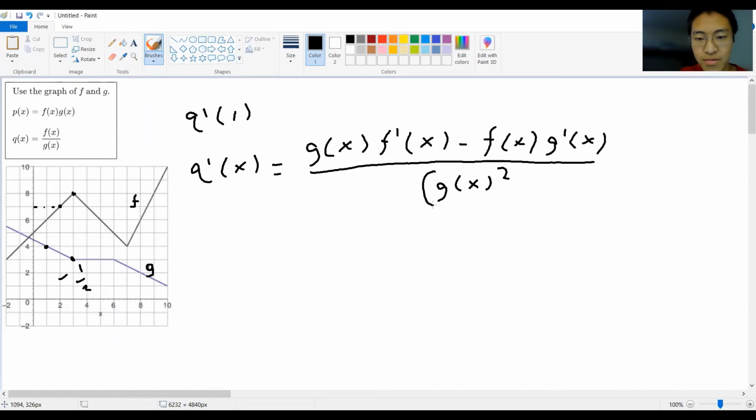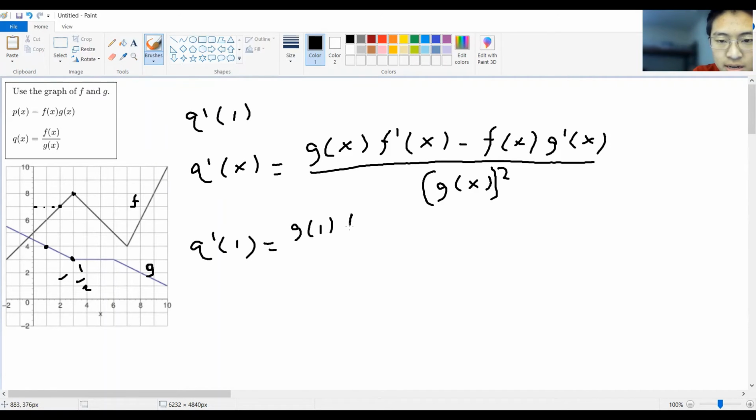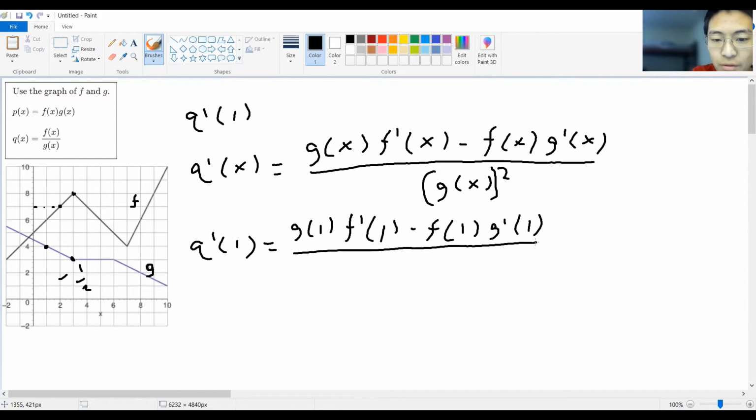I'll be explicit what I mean by that square. So that's what we're squaring. All we've got to do is plug in 1 everywhere we see that. So we have q prime of 1 is going to be g of 1 times f prime of 1 minus f of 1 times g prime of 1, all of that over g of 1 squared.